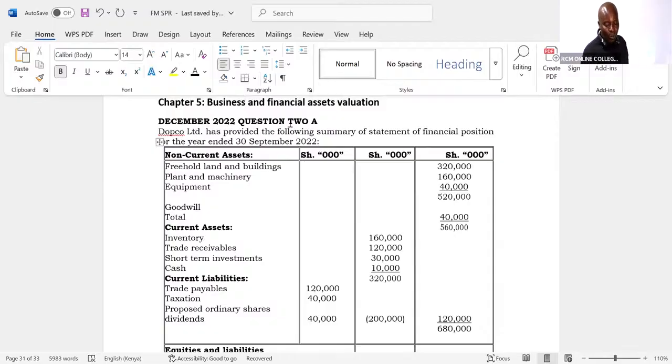The question says: Jiijj Limited has provided the following summary of statement of financial position for the year ending 30th September 2022. So we're given here non-current assets. You can see we have freehold land and buildings, plant and machinery, equipment. We have goodwill totaling to 560,000. Our current assets are totaling to 320,000. You can see our current liabilities, they are coming to 200,000. Those are current liabilities, all right?